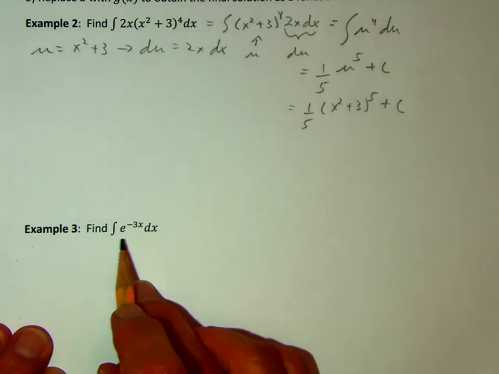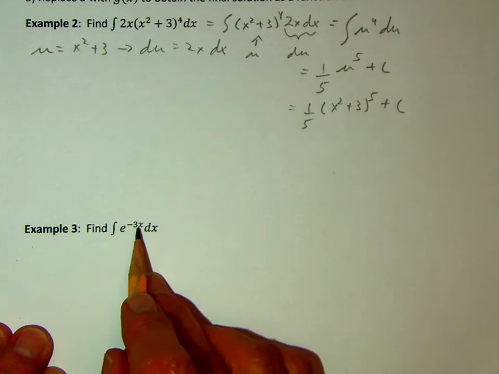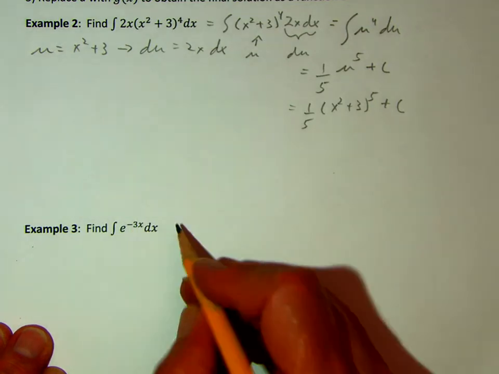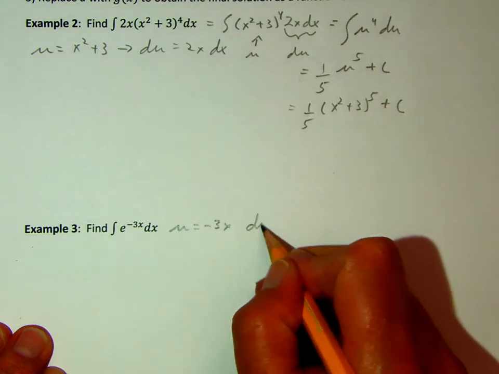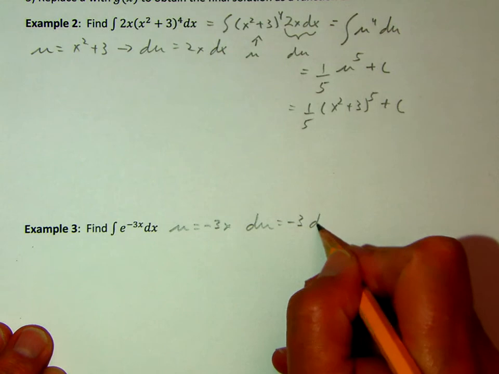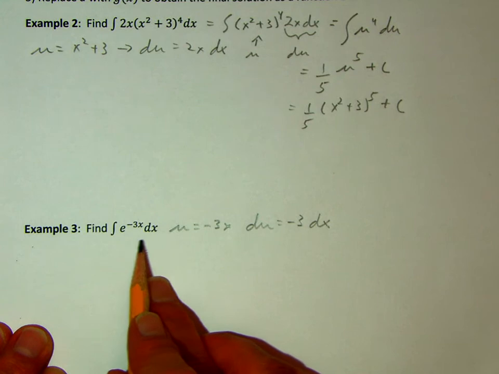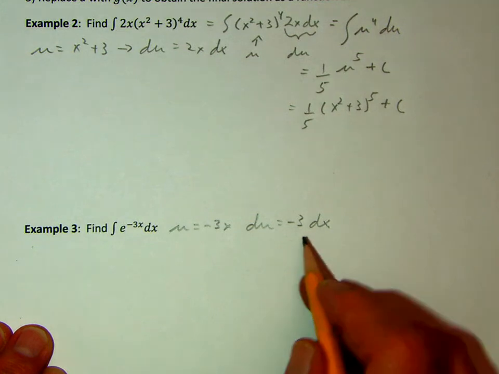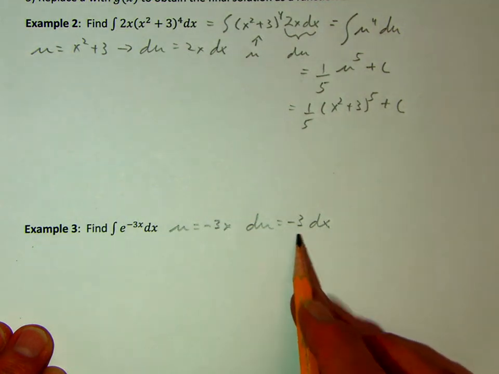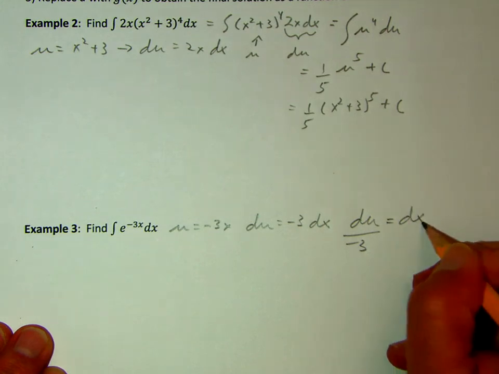If we want to find the integral of e to the negative 3x dx, whenever you have e to some power, that's a good choice for u. So u is negative 3x, then du would be negative 3 dx. Now when I look here, I don't have a negative 3 anywhere in here, and I need to sub in for dx. So I'm going to divide both sides of this by negative 3. So du over negative 3 equals dx.